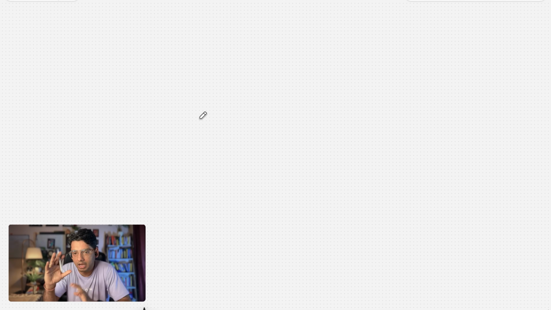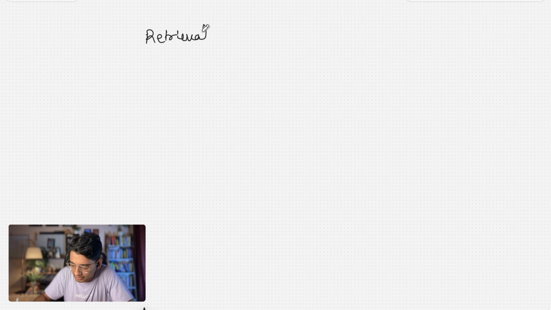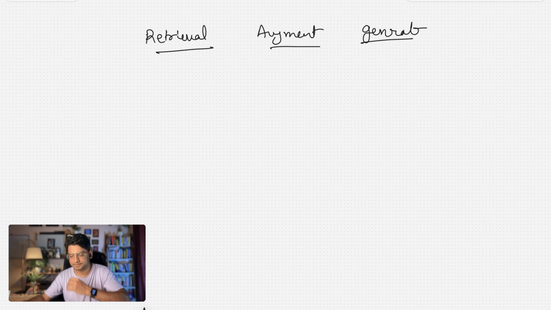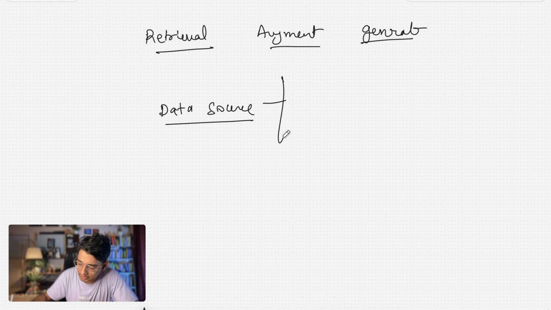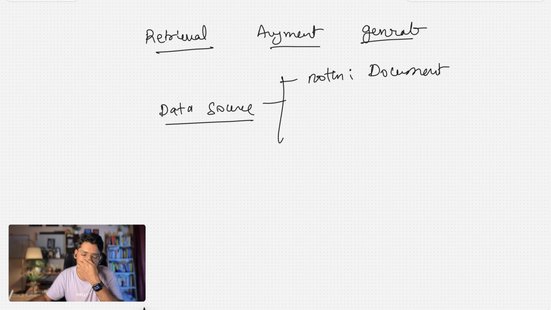Now let's try to understand how RAG works. As I've told you, RAG stands for retrieval, augment, and generate. So what we do is we first take our own data source. What is the data source? If I'm talking about Notion, all the documents and files that I have created in Notion are going to become my data source.